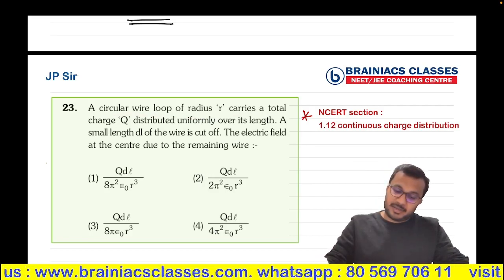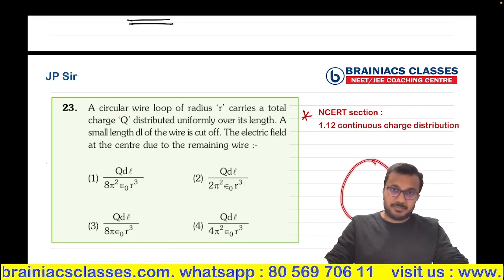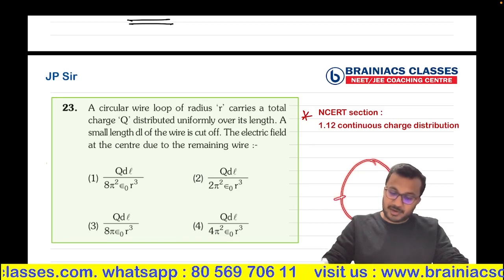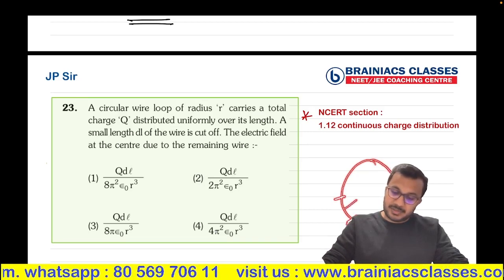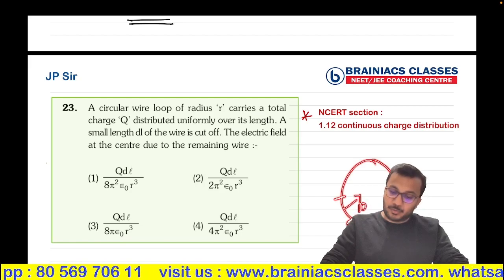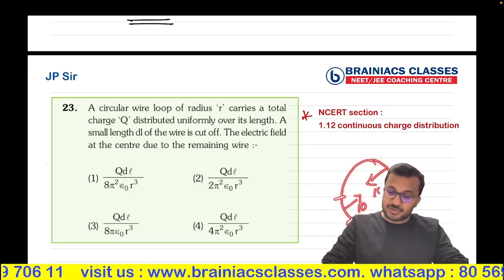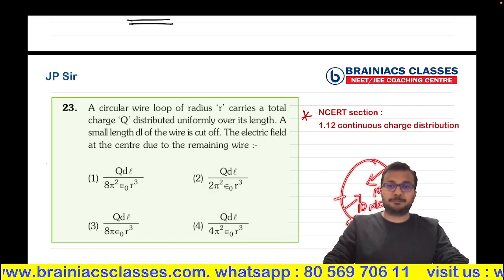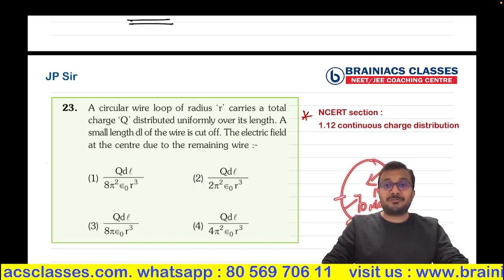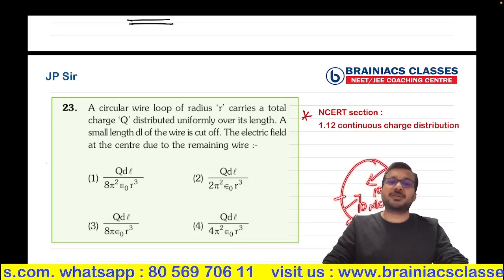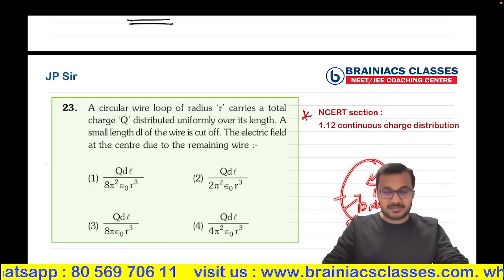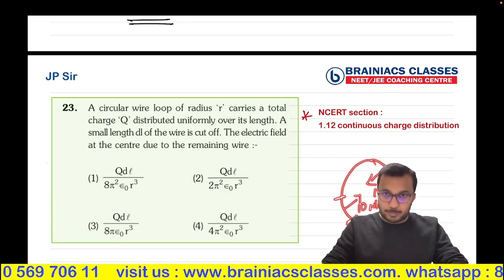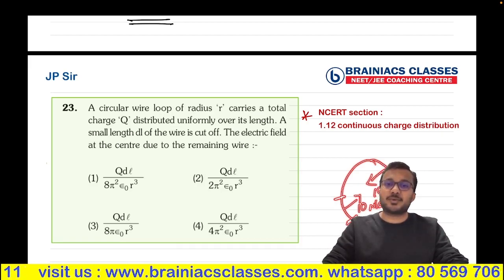Now let's take one example. If you have a charged sphere like this one, and if you cut this portion, and this gives a 10 Newton per Coulomb electric field, then the remaining portion will also give how much? 10 Newton per Coulomb electric field. So this small portion definitely needs to cancel with the bigger portion, because for a circular wire loop, the electric field at the center is equal to 0.